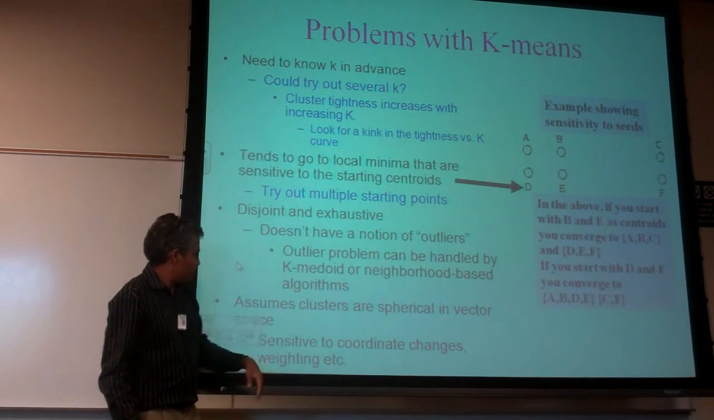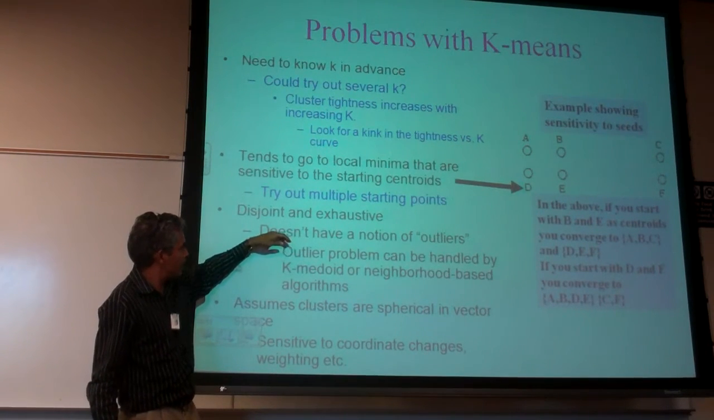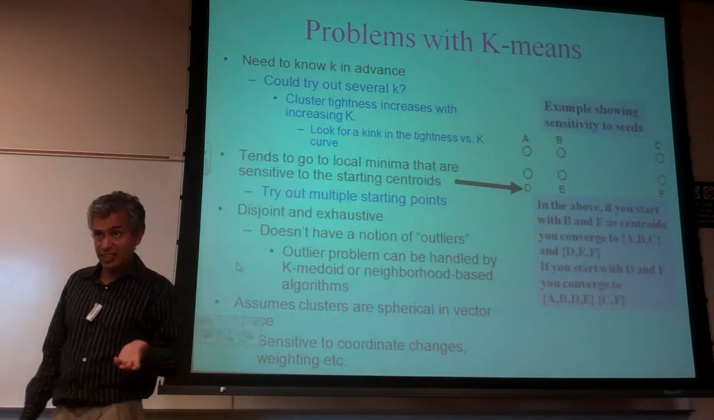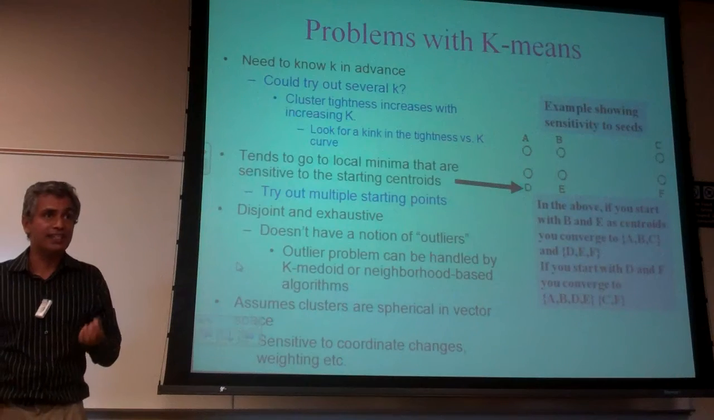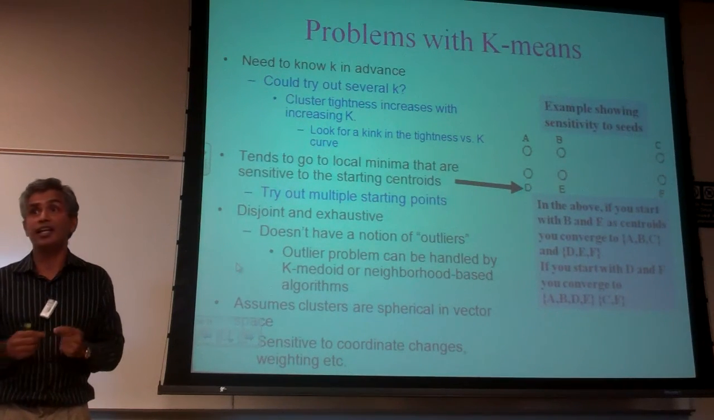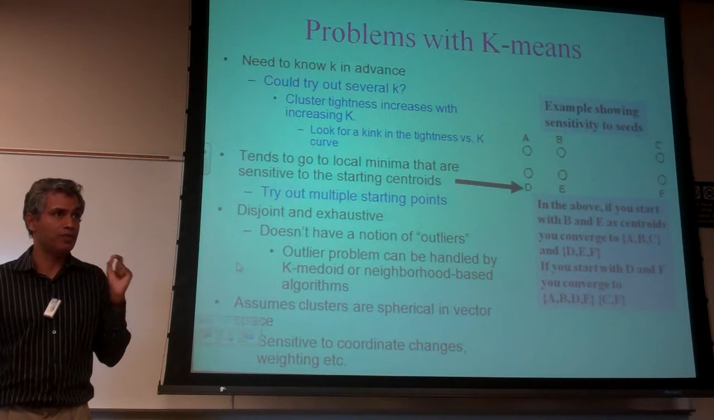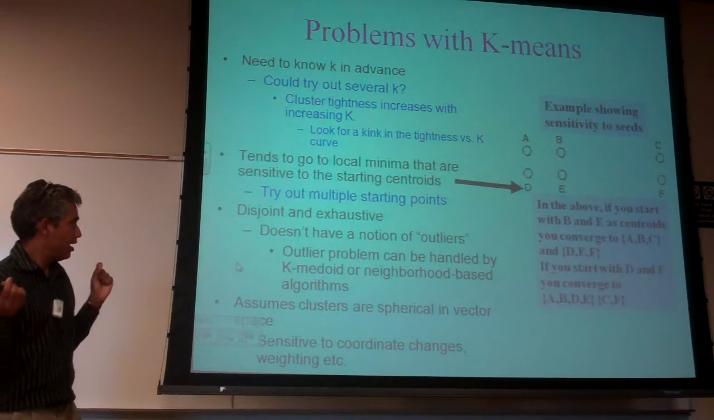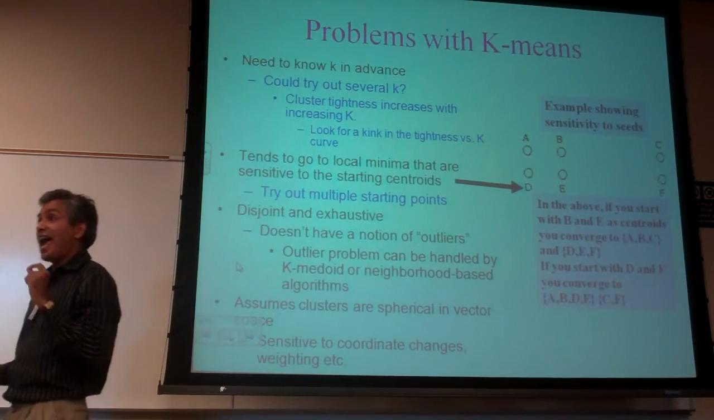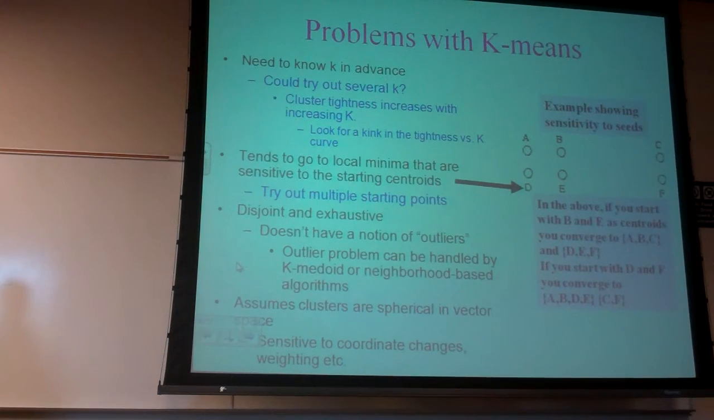Then there are other problems which we would not particularly go into here, but for example, K-means is disjoint and exhaustive. Okay, disjoint in the sense every point should be in a single cluster. It cannot be in more than one cluster. It can't have partial membership in clusters. Exhaustive in the sense every point has to belong to a cluster. That's the outlier problem. Okay.